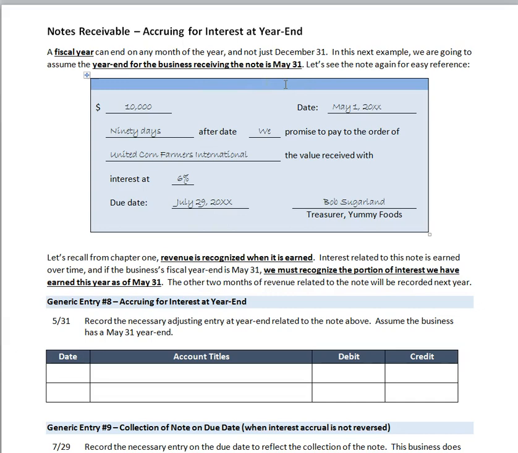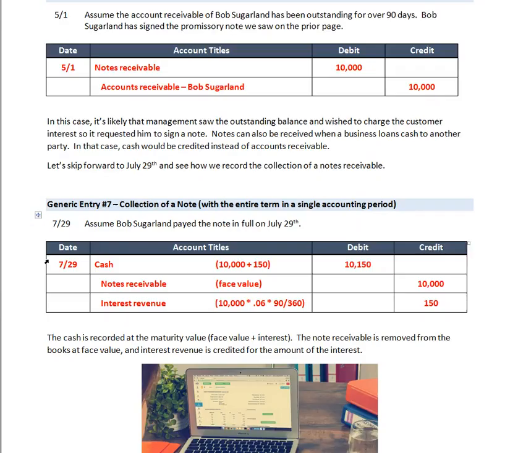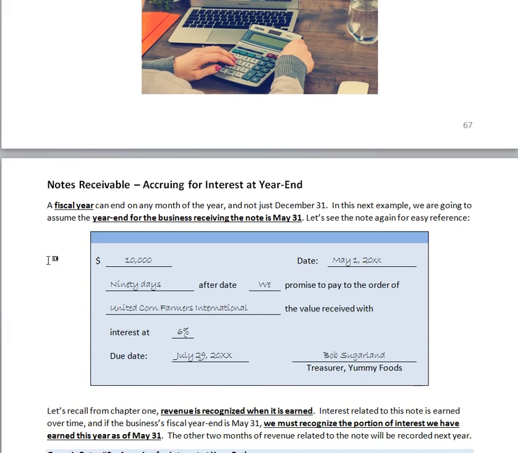Alright, notes receivable. The previous problem we saw was a little simpler because all of it occurred in the same year. But if we have a note that starts near the end of the year and it crosses over our year end, we are required to accrue for the revenue that we've earned as of year end.